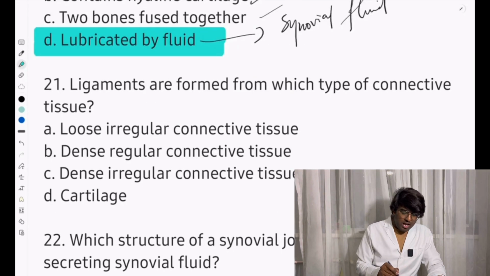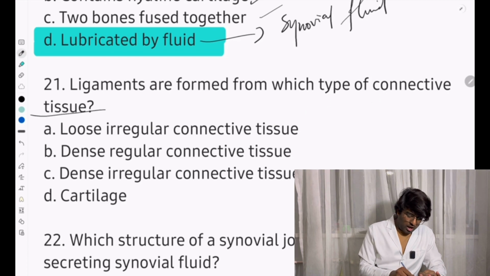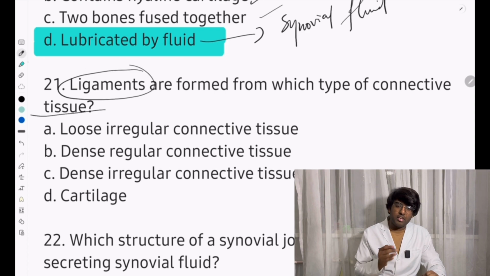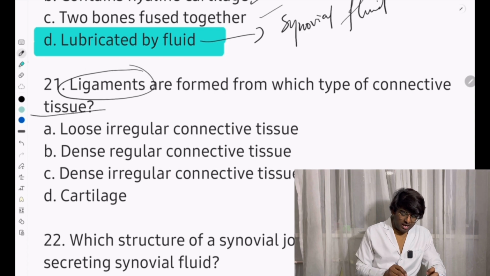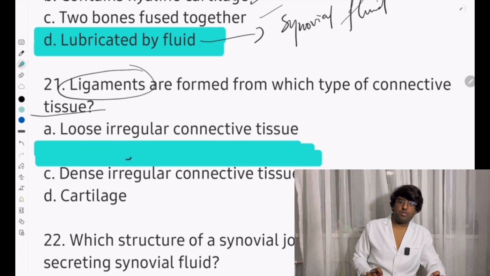Question 21. Ligaments are formed from which type of connective tissue? This is a question straight away from histology. I will read the question once again: which type of connective tissue is found in the ligament? Ligaments have dense regular connective tissue. Okay, dense regular connective tissue. This is a straightforward question.